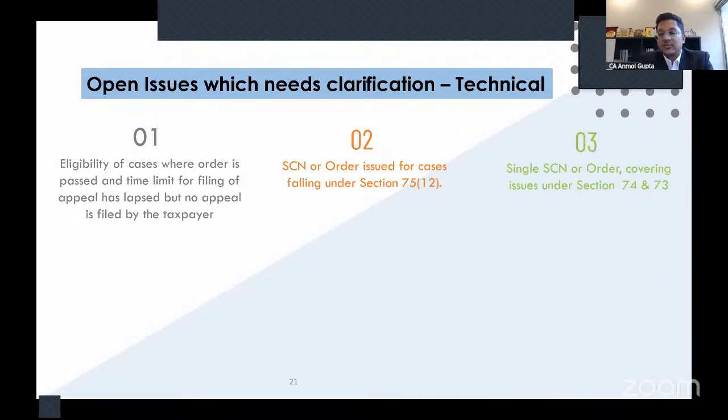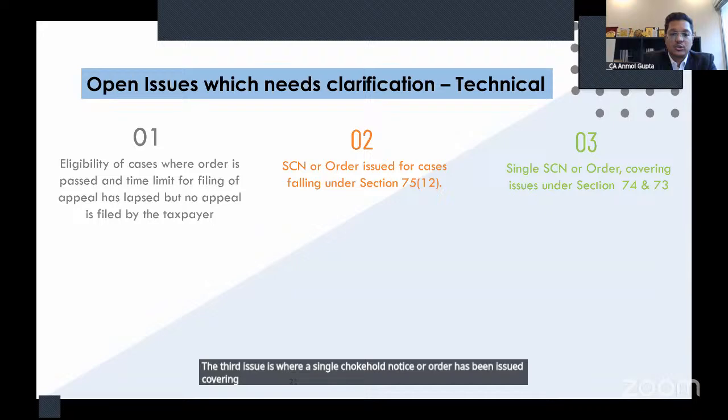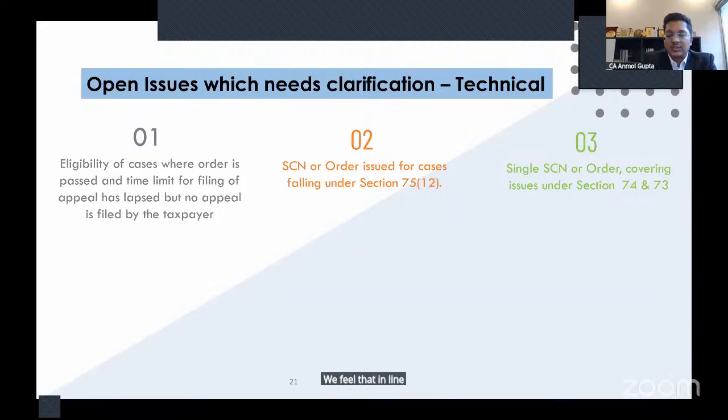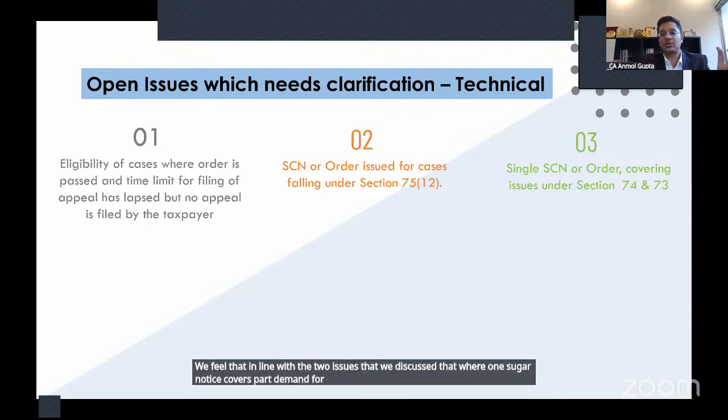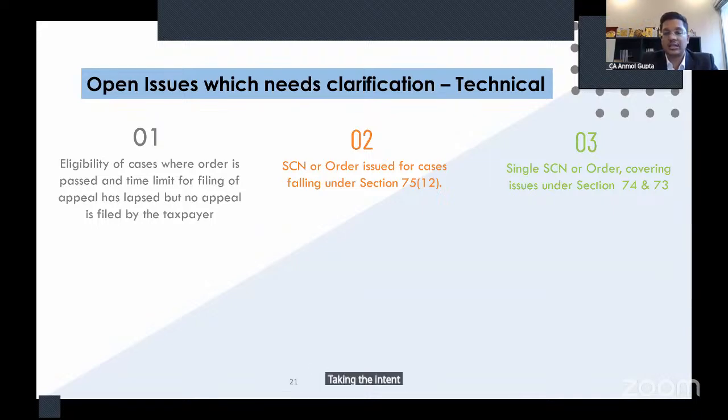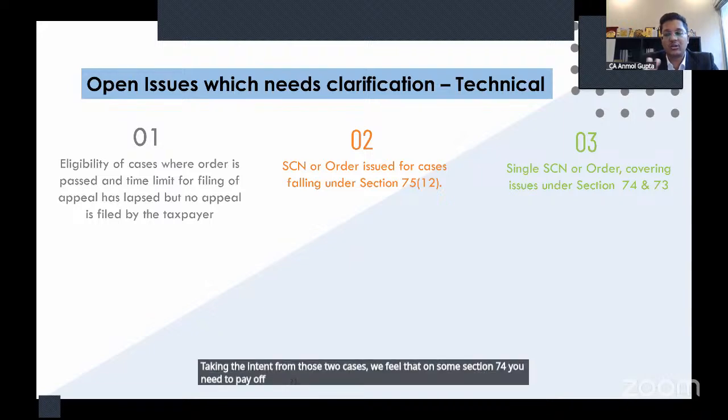The third issue is where a single show cause notice or order has been issued covering demand on certain issues under section 74 while on certain issues under section 73. We feel that, in line with the two issues that we discussed, where one show cause notice covers part demand for 2019-20 and part demand for 2020-21, or part demand on certain issues which are eligible and part demand on erroneous refund, this is a similar case. So ideally, taking the intent from those two cases, we feel that on section 74 you need to pay off entirely with interest and penalty, and on section 73 you will get the penalty and interest waiver, though an express clarification is awaited from the government.